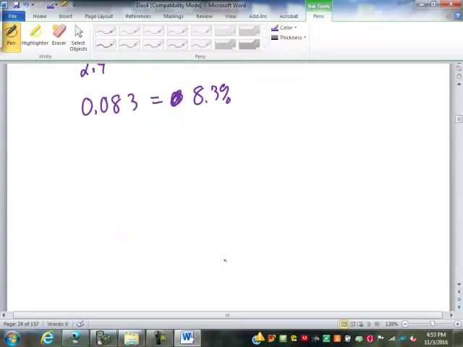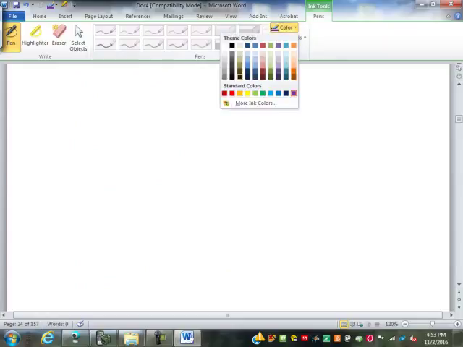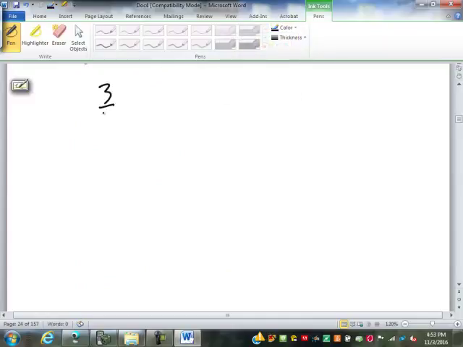Okay, so now if we want to go from a fraction back into a percent, well, let's start like we did before with one that everybody knows. 3/4 is going to become what percent? 75%. Yep, just 75%.